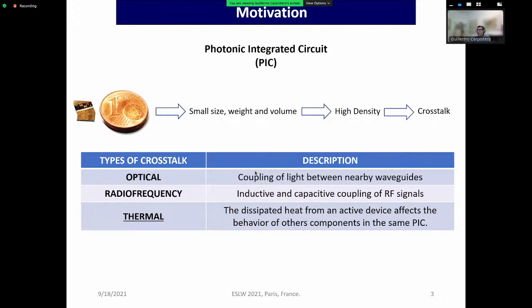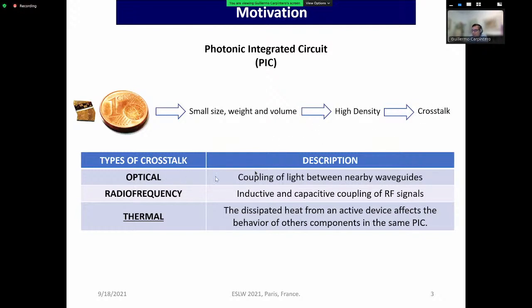Basically, we are actually working on photonic integrated circuits, and our aim for this is to develop photonic systems that are small in size, weight, and volume. Actually, since these chips have multiple components that can share the same Peltier, an advantage as well is in energy consumption reduction, and it allows us to put many components on a chip. And often we want to have a high density to increase the number of elements in our chip. And this introduces, at the end, crosstalk.